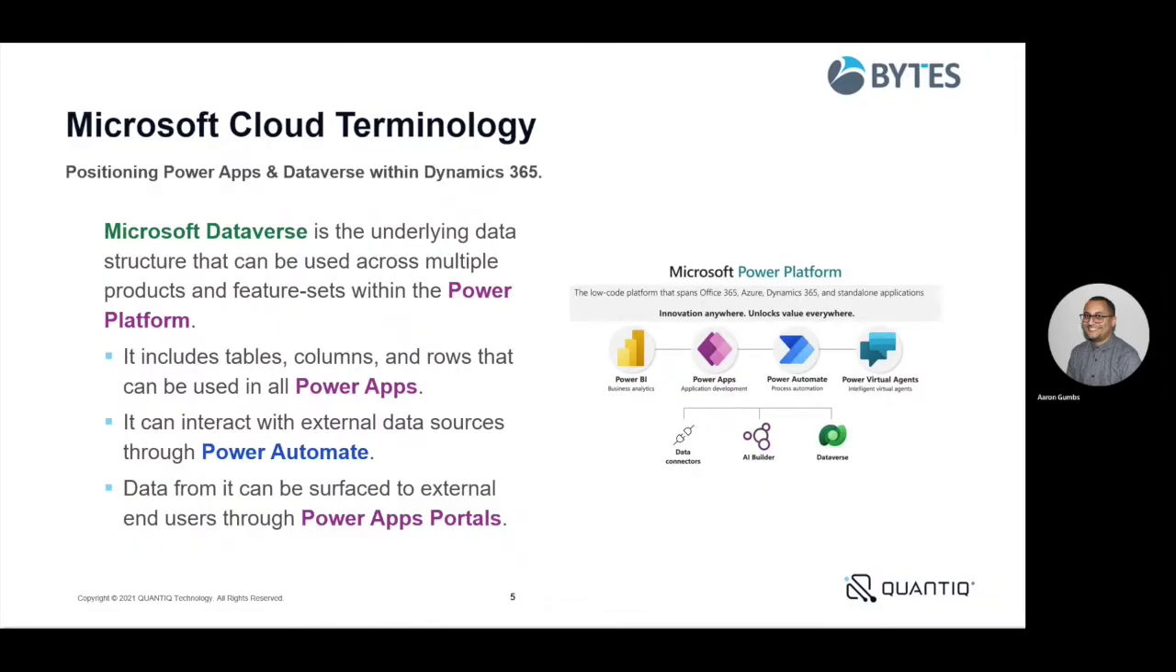When we're talking about the Power Platform, we're really talking about these services on the right hand side. Microsoft Dataverse is the underlying data structure that can be used across multiple products and feature sets and services within the Power Platform. It includes tables, columns, and rows, and they can all be used in Power Apps. It can interact with external data sources through Power Automate. We can also surface data to external end users via Power Apps portals, which is one of the types of Power Apps that we have. And then, of course, we can also use the data for reporting in Power BI.